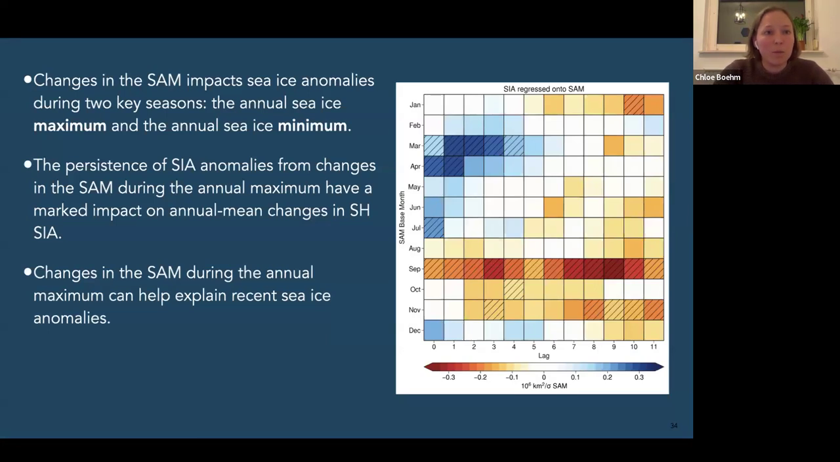To wrap up this piece, we've shown that there's this distinct seasonality to the relationship between sea ice area and the SAM. We have one relationship during the sea ice minimum season and a different relationship during the sea ice maximum season. The relationship during the sea ice maximum season has this large persistence. That means that a change in the SAM during September, for example, is able to impact sea ice throughout perhaps the rest of the following year, and perhaps this relationship can help explain some of these recent sea ice anomalies.